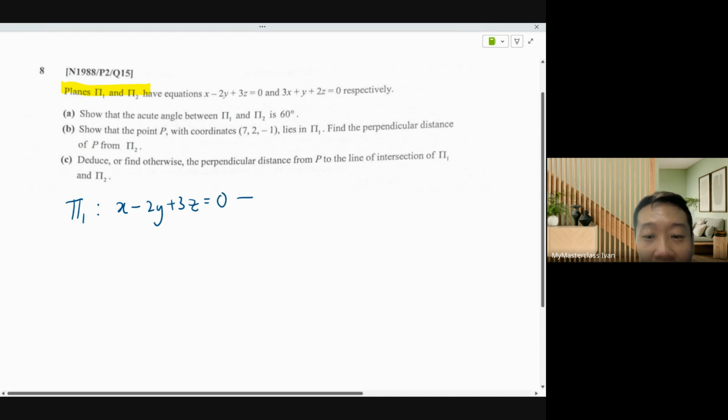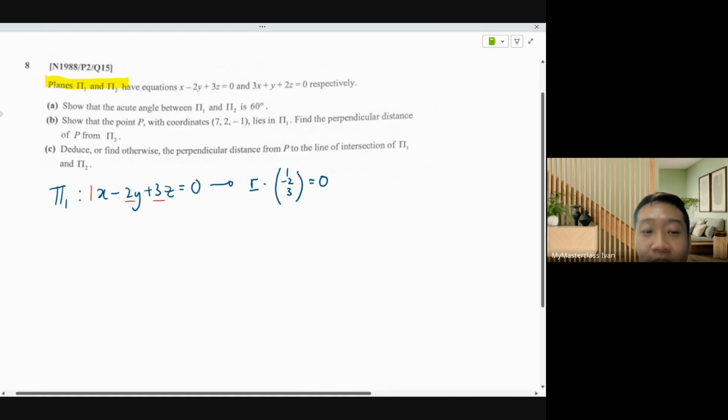The first thing that comes to your mind is, I've got to convert this to become r dot n form. So x, y, z means r. So this will become r dot (1, -2, 3). Can you see where the (1, -2, 3) comes from? The coefficients. So r dot n equals 0.